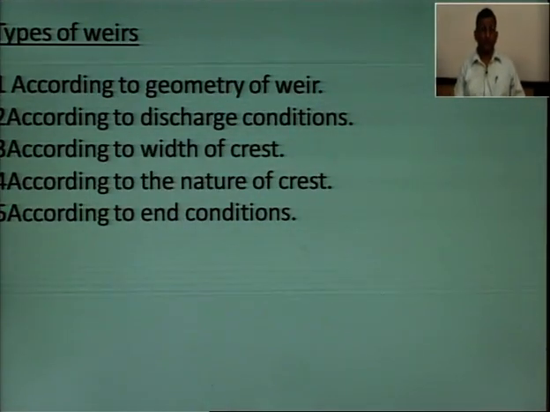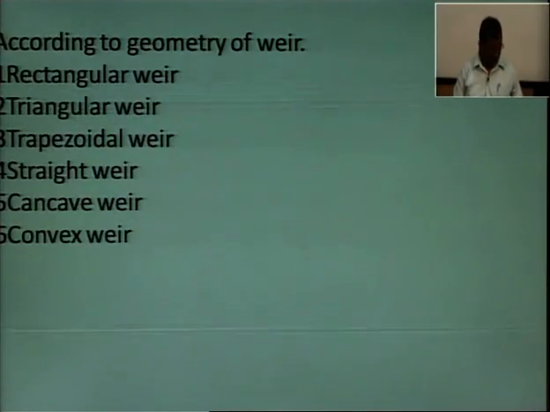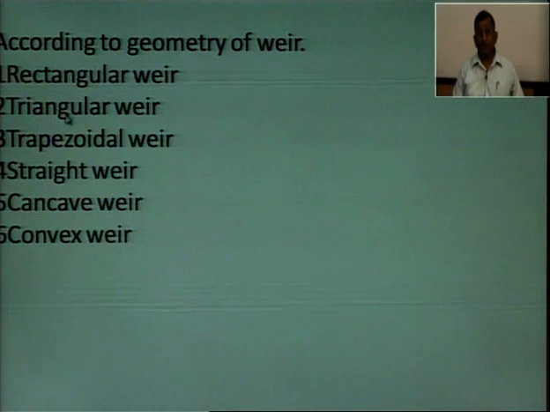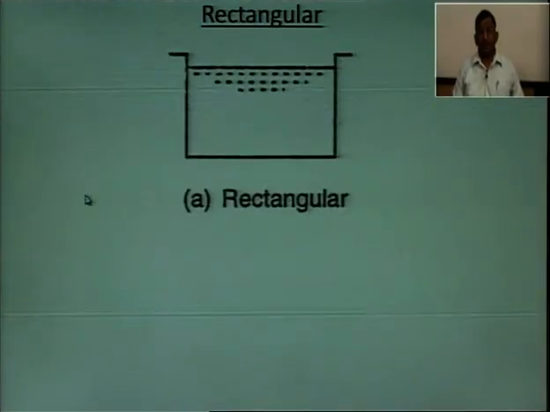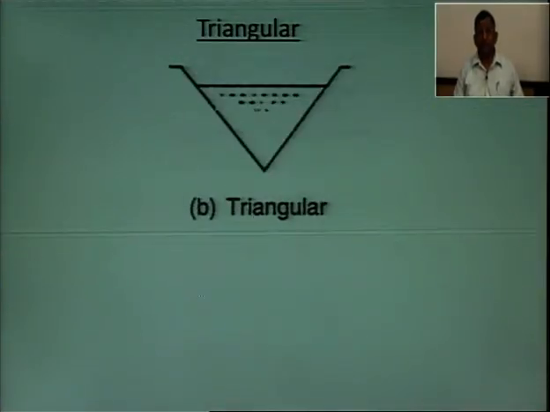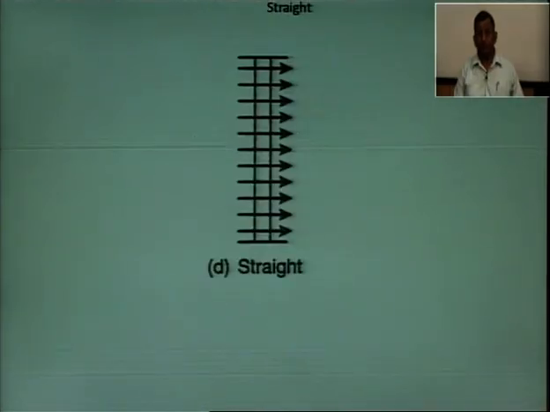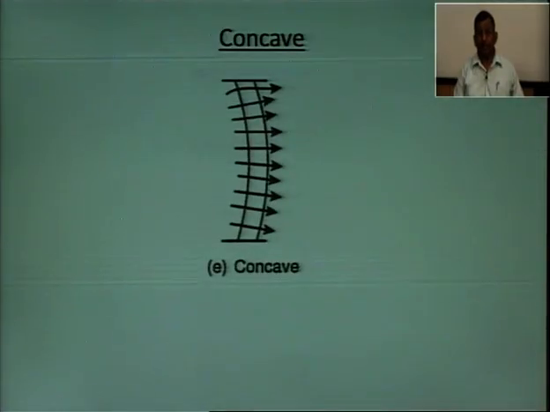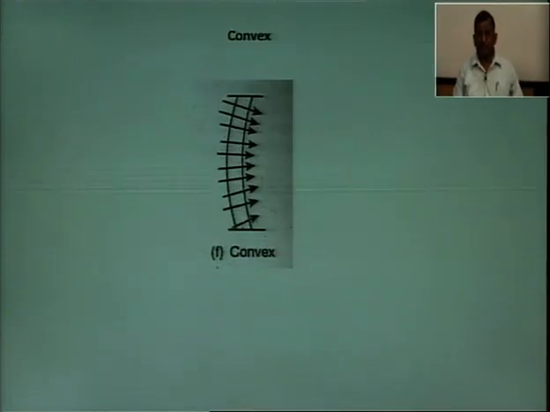Weirs are classified according to the geometry of the weir, discharge conditions, width of the crest, nature of the crest and the end conditions. According to the geometry, they are classified as rectangular weir, triangular weir, trapezoidal weir, straight weir, concave weir, convex weir. These are the examples of the rectangular, this is for triangular weir, this is for trapezoidal, this is a straight one, this is a concave one, this is a convex one, because of the convexity.